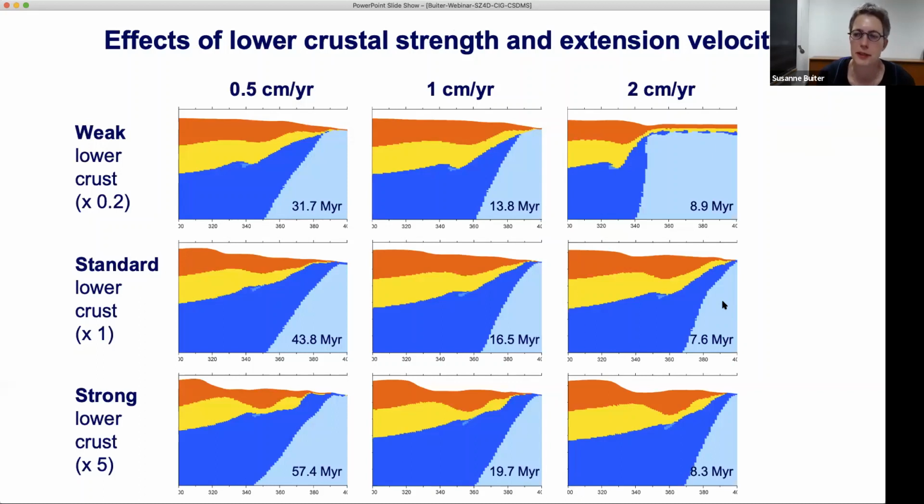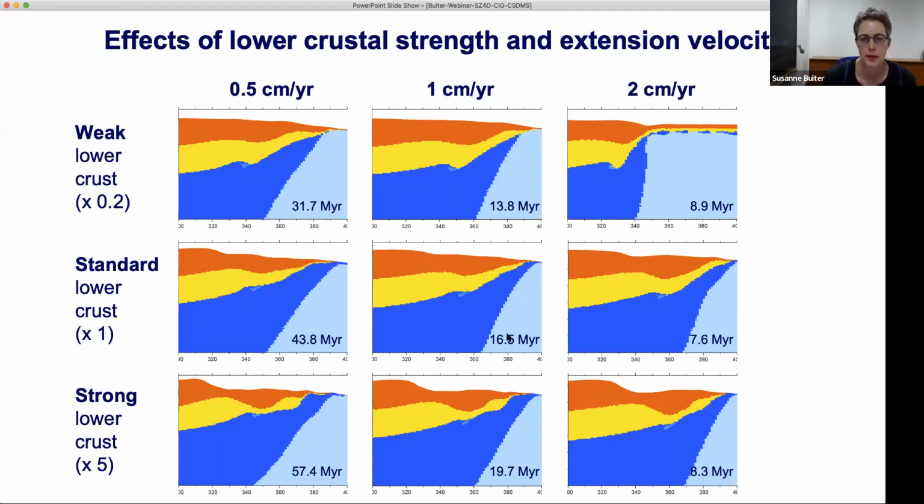But there is an issue with this. So I've now shown you these two modes. One, we can create the narrow margins, we can create wide margins. But the issue is that for most of our extension velocities and for most of the rheologies, we get a narrow tapered margin, so a sharp transition from continent to the ocean. And I show you that here in this matrix. So the top models have a weak lower crust initially.